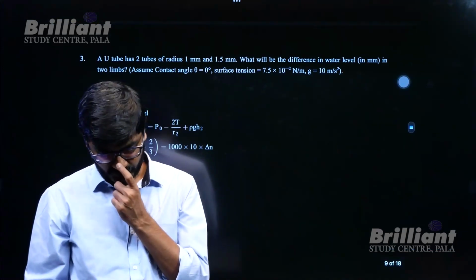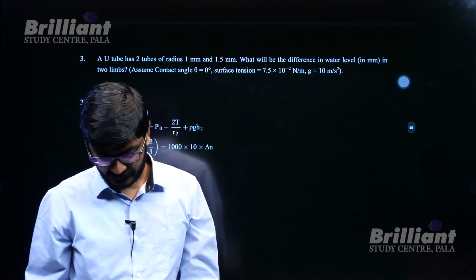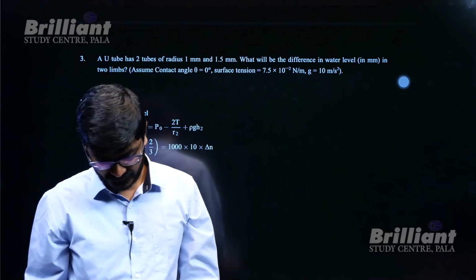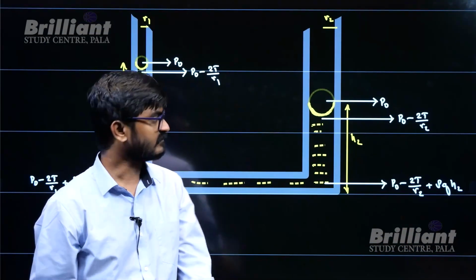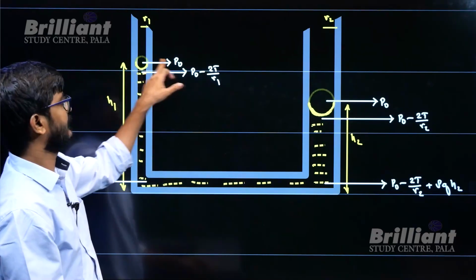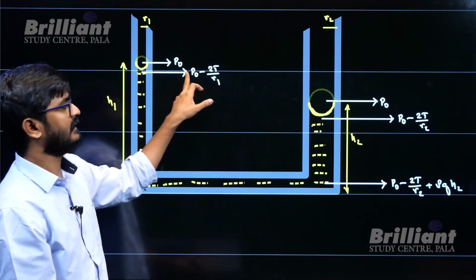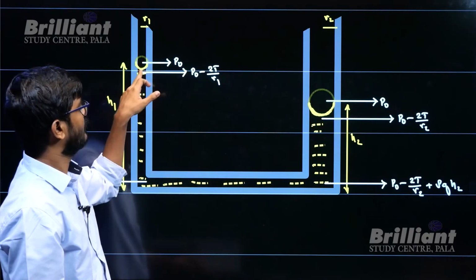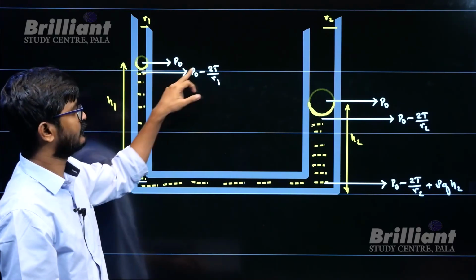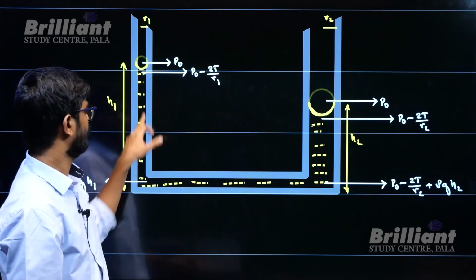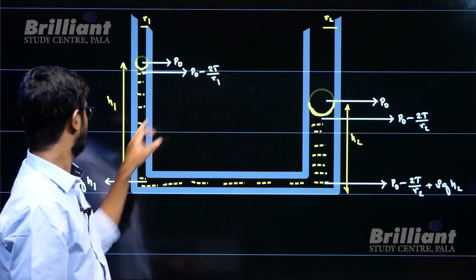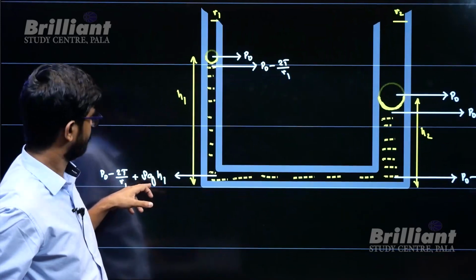A U-tube has two tubes of radius 1 millimeter and 1.5 millimeter. What is the difference in the water level? The figure goes like this. If the pressure here is P0, the pressure here will be less, by 2T by R1. If the pressure here is P0 minus 2T by R1, then when you go down, the pressure will increase: it will be this plus rho g h.